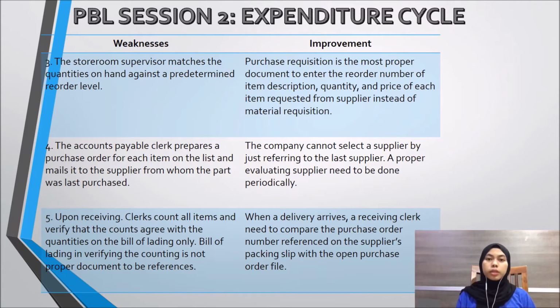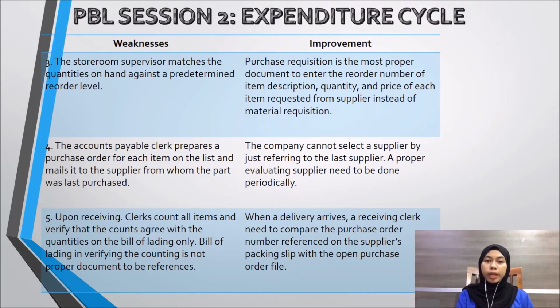The other weakness is the accounts payable clerk prepares a purchase order for each item on the list and mails it to the supplier from whom the part was last purchased. Multiple orders from the same supplier may lead to high cost and receiving low quality of goods.